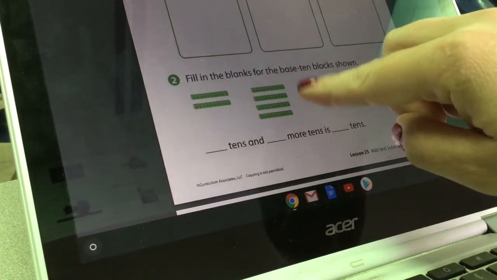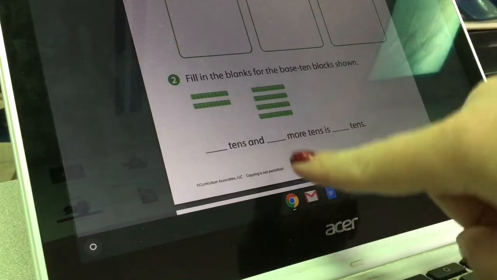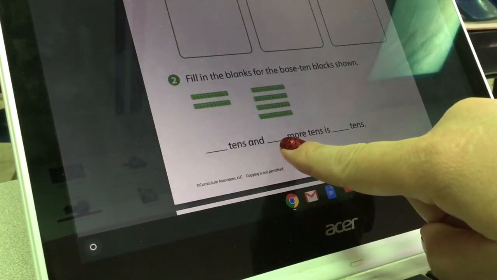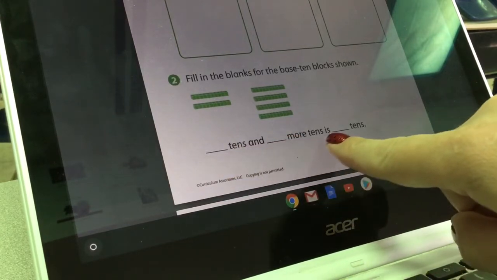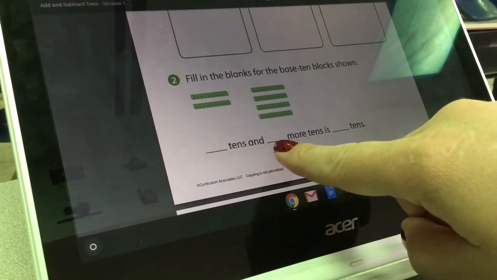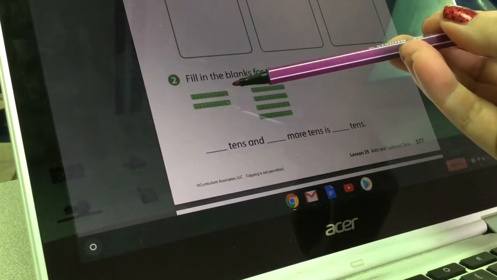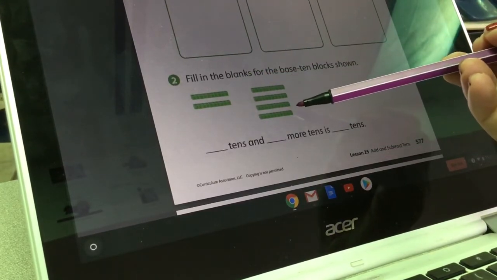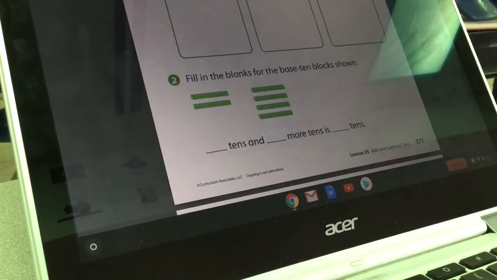How many more tens do we have in our next group? 1, 2, 3, 4. 4 more tens. We need to put a 4 right here. So 2 tens and 4 more tens is tens. We can add 2 plus 4 to find our answer. We can also count what we see here. 1, 2, 3, 4, 5, 6. 6 tens is our answer. That's how many we have total.